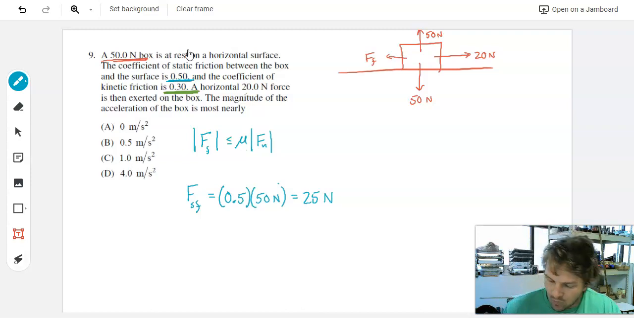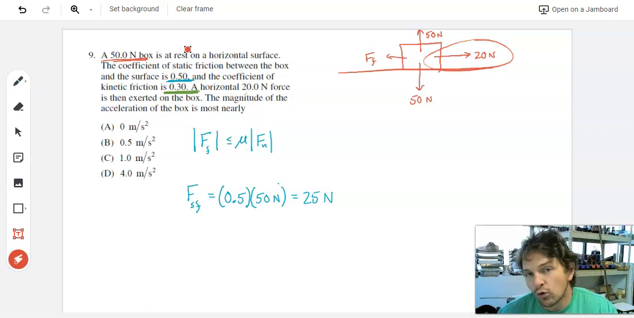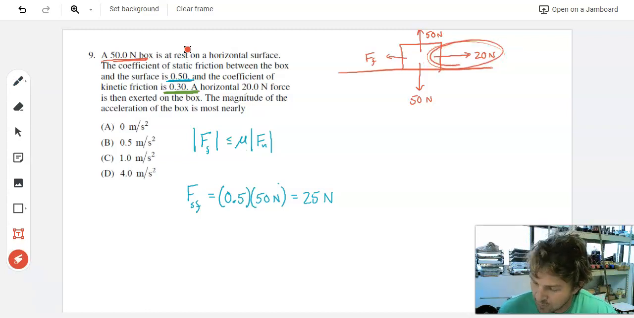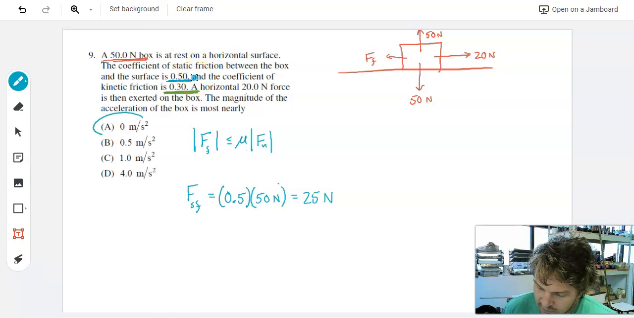Right? Well, it's only getting pulled with 20 newtons of force. So this pulling force, or pushing, or whatever it was, that force is not big enough to overcome static friction, which means that it's never going to start moving. So the answer is A, 0 acceleration. It's not even moving yet.